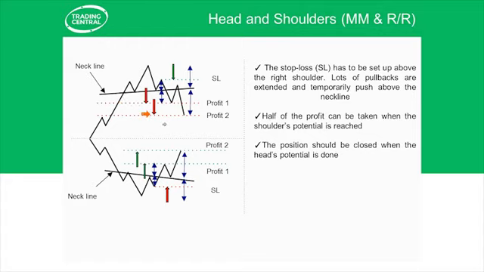And the theoretical target of the pattern is the vertical distance from the head to the neckline, projected downward from the breaking of the neckline. And so you can find your second target, and you can close your position when prices have reached this target. So thanks to the head and shoulders pattern, you can very easily set up a trading plan. Find a reversal trend signal thanks to the validation of the pattern, and then set up your trading plan thanks to the right shoulder and the theoretical target of the pattern.